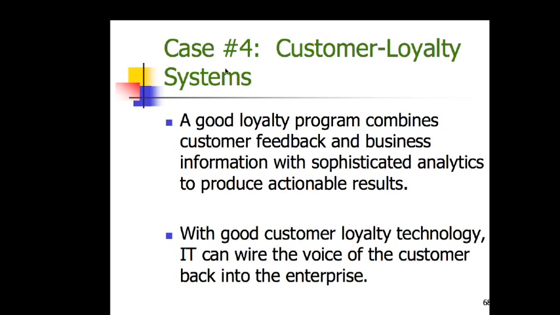Or when you buy something, customers who bought this also bought this and this and this. Data mining applications to provide that customer satisfaction, loyalty. Like, we appreciate the fact that you bought this book from us. Good loyalty programs combine customer feedback, hopefully, and business information with sophisticated analysis, hopefully.